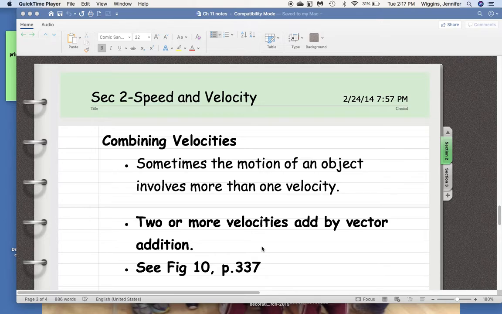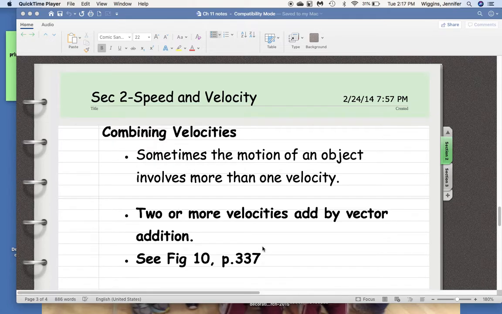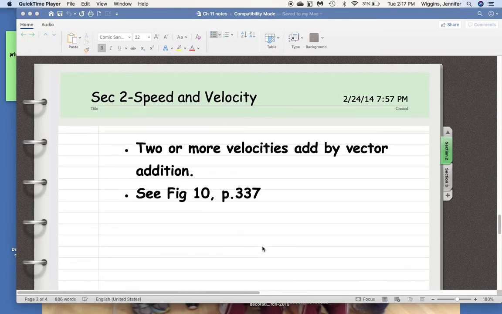Combining velocities. Sometimes the motion of an object involves more than one velocity, okay? Two or more velocities add by vector addition, and this is on page 337. I think there are boats in the picture. Look at that, and I'll try to go over it again.